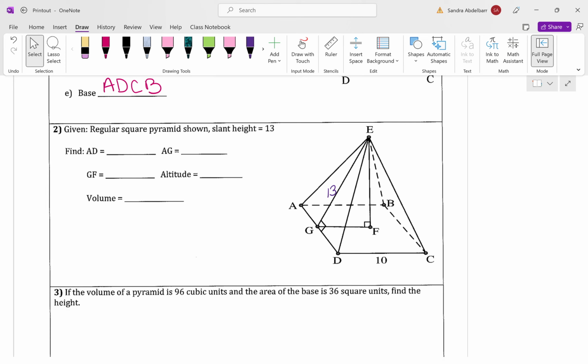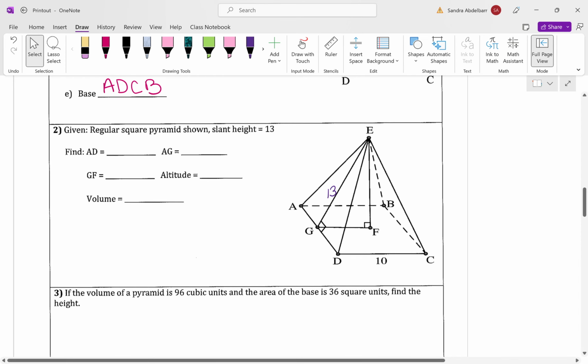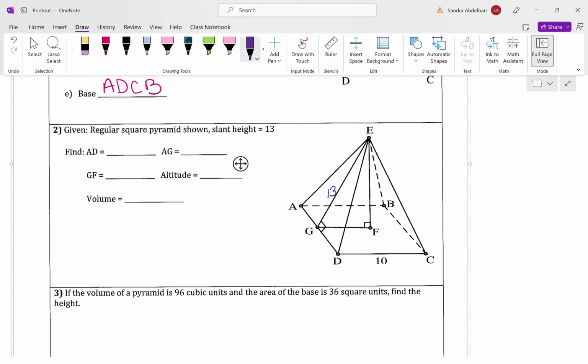We're going to need some other information. Am I missing something? Are you guys labeled with anything? Oh, it does say it's labeled. Okay, I didn't see that. Perfect. I'm like, this is not enough information. So over here, guys, I missed it. Thank you, Amanda. It says DC is 10. So because this is a regular square pyramid, if one side of the base is 10, do we agree that all the sides of the base are also 10? Because all the sides of a square are congruent. So that means AD is also 10.